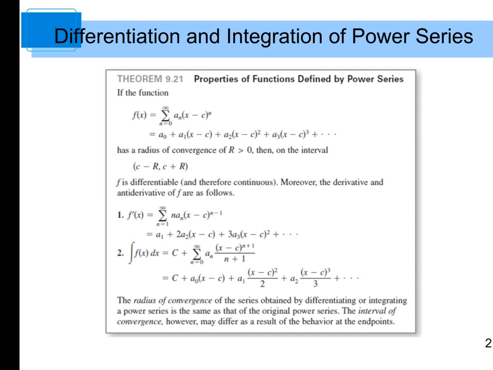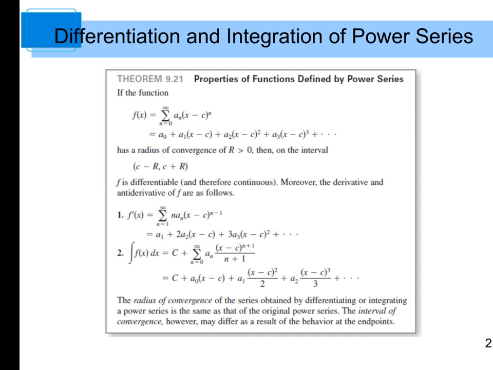The integral of f of x dx is equal to c plus the sum from n equals 0 to infinity of a sub n times x minus c raised to n plus 1, over n plus 1. So the answer is c plus a sub 0 times x minus c plus a sub 1 times x minus c squared over 2 plus a sub 2 times x minus c cubed over 3, and so on.